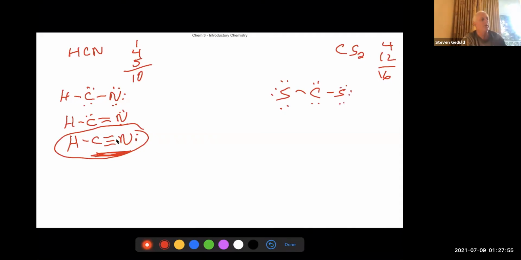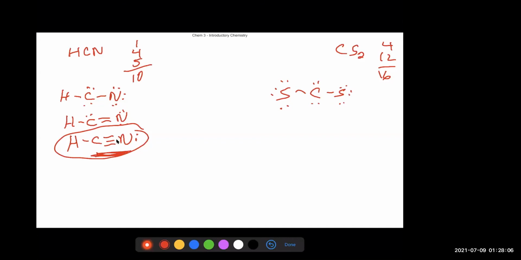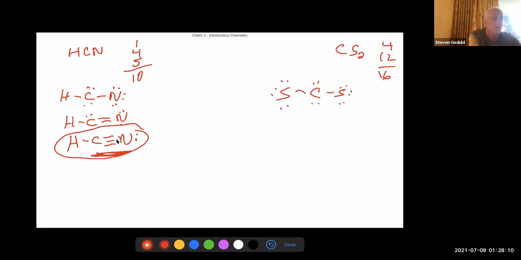How many electrons? Perfect. Looks like there's 20. Yep, you're exactly right. There's 20. 20 is not equal to 16. So let's make a double bond. Get rid of some of these. So sulfur, carbon, sulfur. Let's pick this one, and I'll make a double bond here. Make the electrons here. How many electrons now?